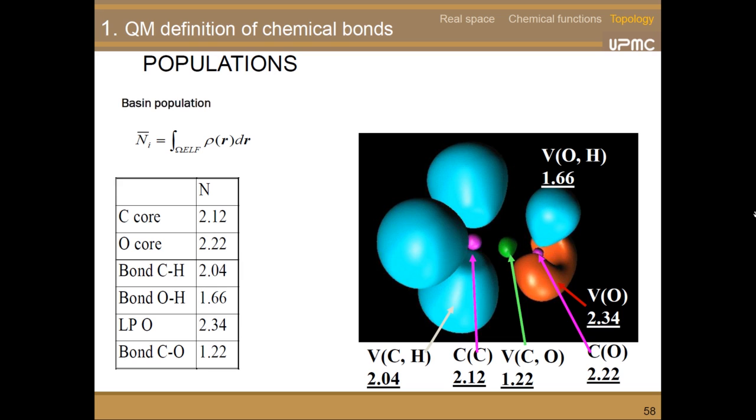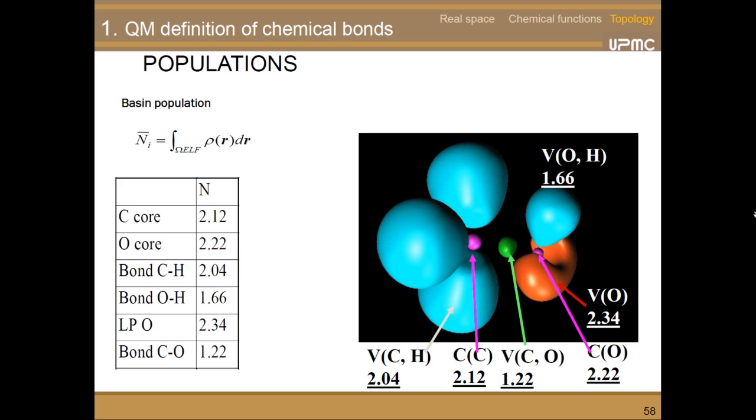So you can have the charges associated to these bonds and these lone pairs, which are pretty close to what one would expect, but not necessarily. You can see how this bond is depleted, which one would expect from electron additivity. But now you have a number. And you can tell the population for the lone pairs around here.